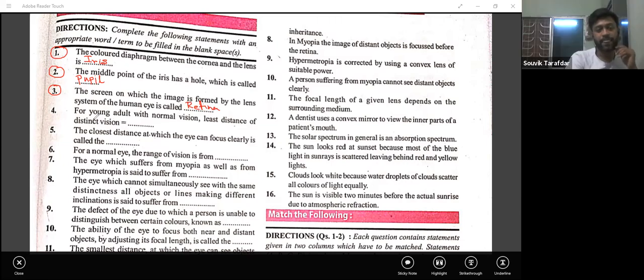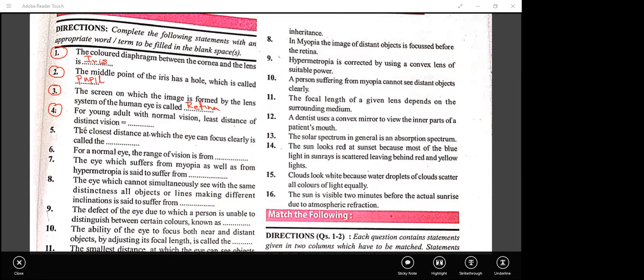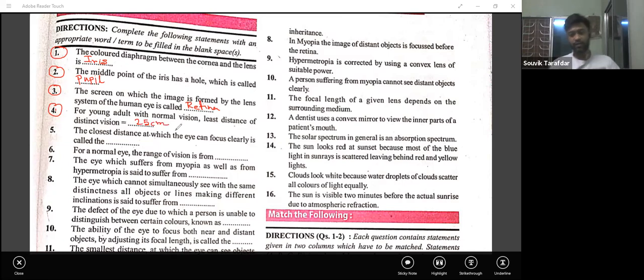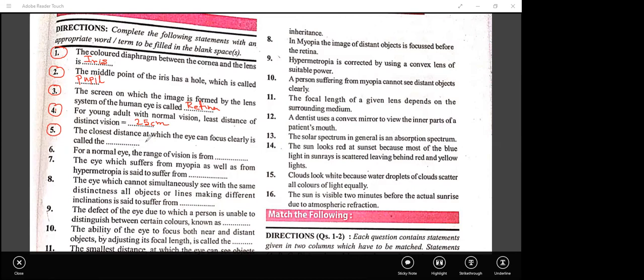Now, see question number 4. For a young adult with normal vision, the least distance of distinct vision is what? 25 centimeters. Oishani, where are you? Only Krishna and Shubhayan are answering. I want your voice also. Now, question number 5. The closest distance at which the eye can focus clearly is called the near point.